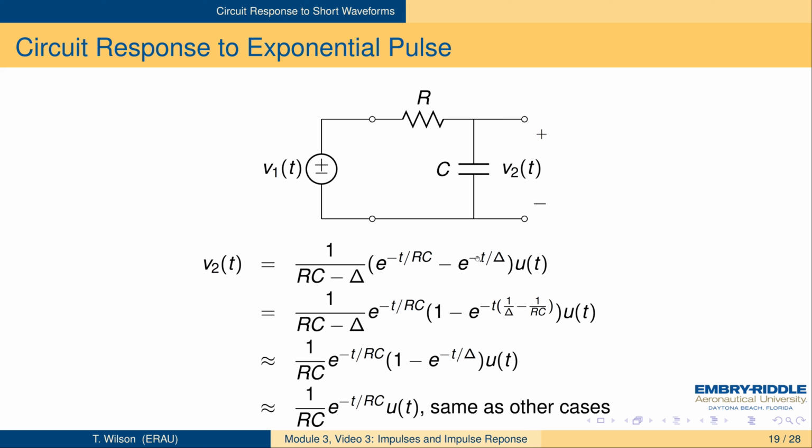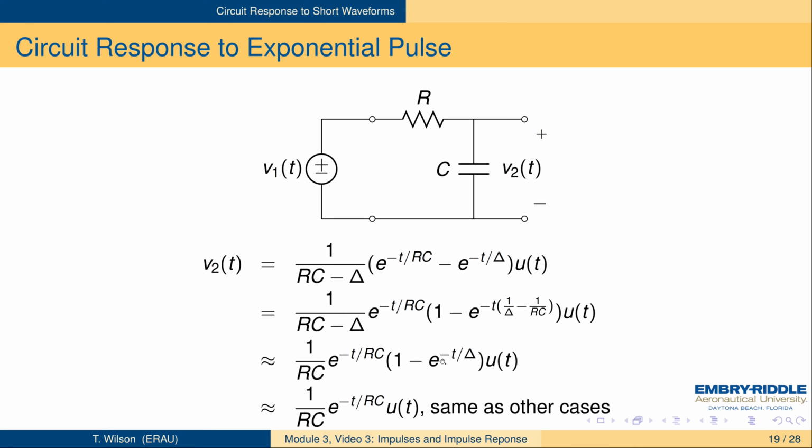And then as delta gets small, we're going to factor out the e to the minus t over RC. We're left with this term over here. We have this t here in this one, unlike the previous cases where we just had a delay term. So we look at this and say, oh, 1 over delta is a lot bigger than 1 over RC. So we can approximate this whole thing as e to the minus t over delta.